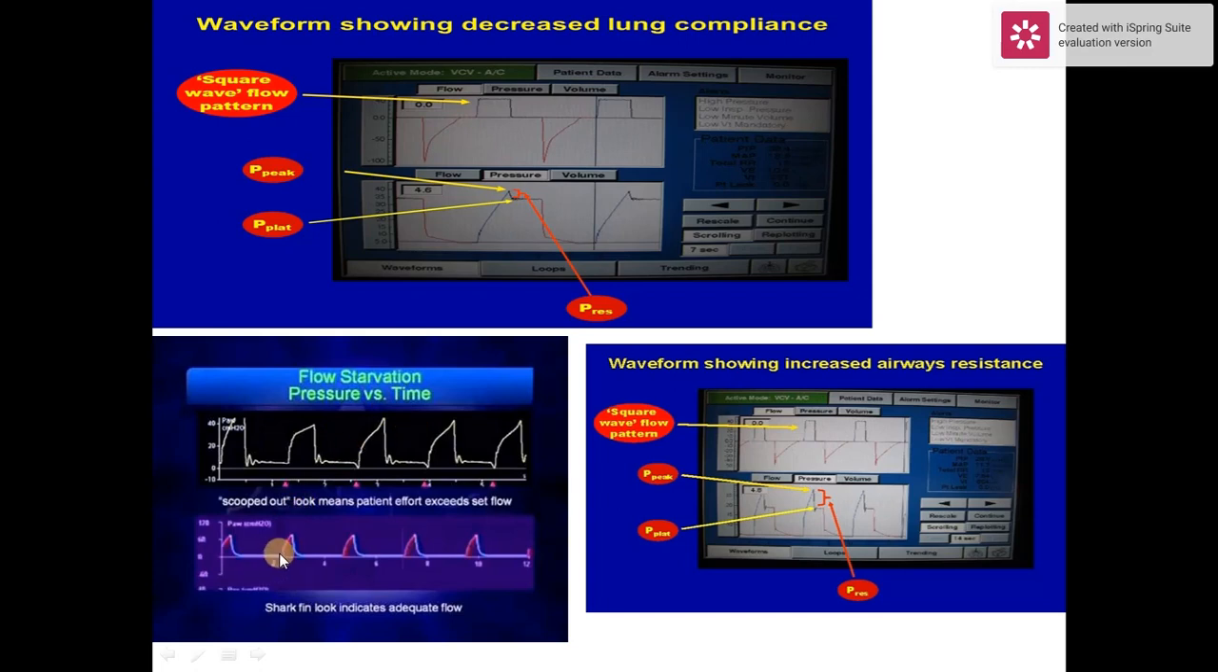Normally the pressure wave should be like the fin of a shark. But when it goes like a scooped out appearance, it shows that the flow is less and the patient requirement is high. Okay, this is a pressure scalar showing the inadequate flow. Normally it should be a shark fin, but when the flow is low, it shows a scooped out appearance.